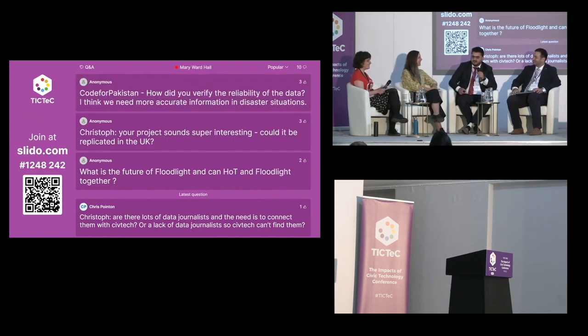I'll just add one more point to it. The whole activity of Floodlight that we did: usually whenever a disaster would happen, we would organize this whole activity. We would do the relief for that disaster, and then when we came out of it, everything would be lost. So with Floodlight, one of our goals is to use this data so that, God forbid, if another disaster comes, we are better prepared for it. We have those insights so that we can focus on it.